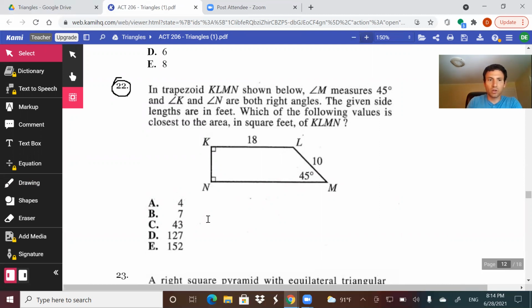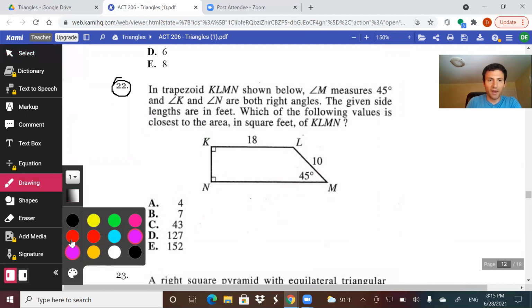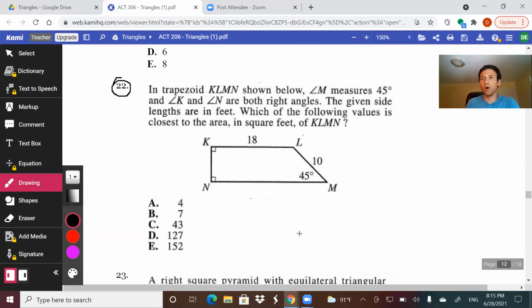So a lot of times you can use logic as well. And I'm going to show you both avenues on this problem, logic and then also knowing your 45, 45, 90 triangle. So we have in the trapezoid KLMN below, M is 45 degrees. Angles K and N are both right angles, labeled for us. And they want to know which of the following values is closest to the area of this trapezoid.